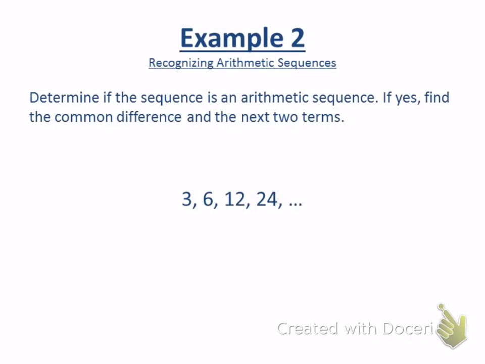All right. Common difference. What's 6 minus 3? 3. What's 12 minus 6? 6. Is that common? No. It's different, right? Now, is this a sequence? Yes. But it's not an arithmetic sequence.